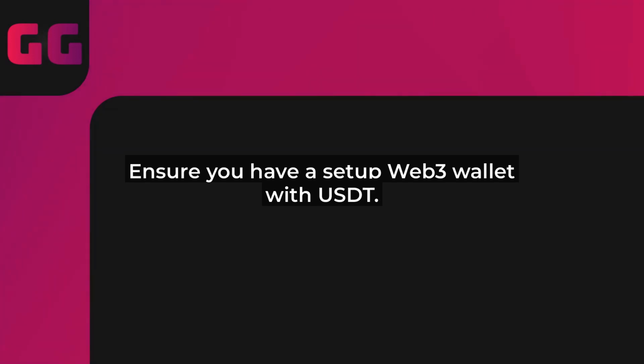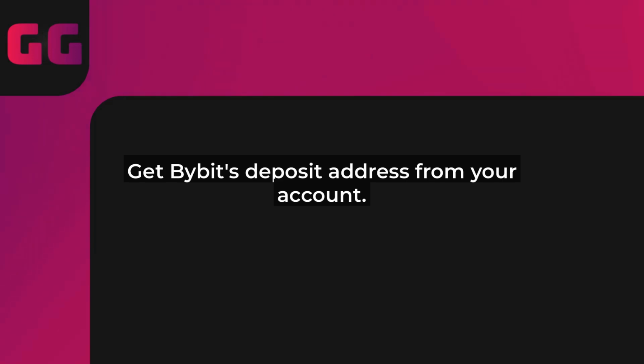First things first, let's cover the basics. You'll need a Web3 wallet like MetaMask or Trust Wallet set up with some USDT in it. Make sure your Bybit account is verified and ready to receive funds. In 2025, crypto transfers are faster than ever, but always double-check network compatibility. USDT is often on the Ethereum or Tron network, so pick the right one for your wallet.